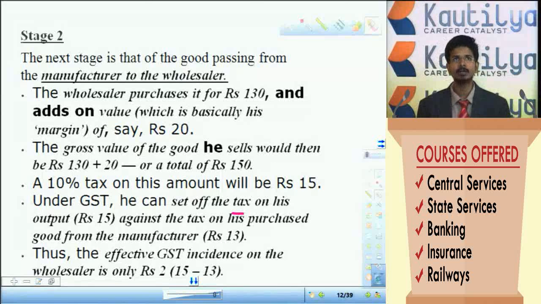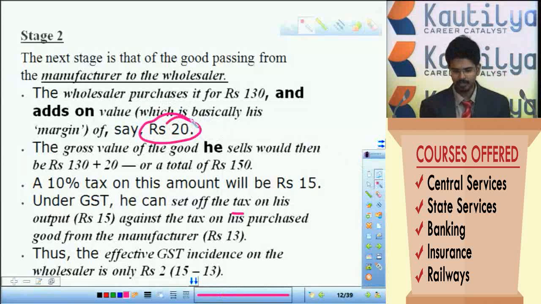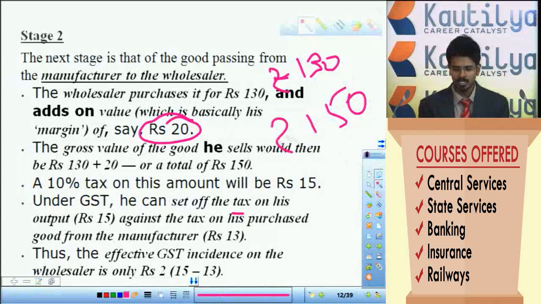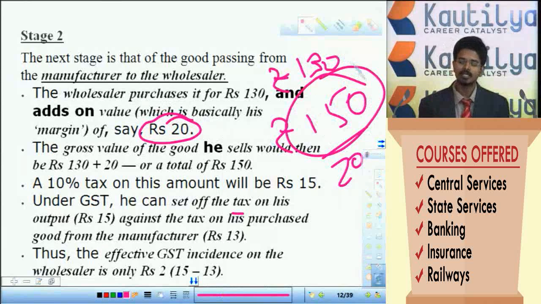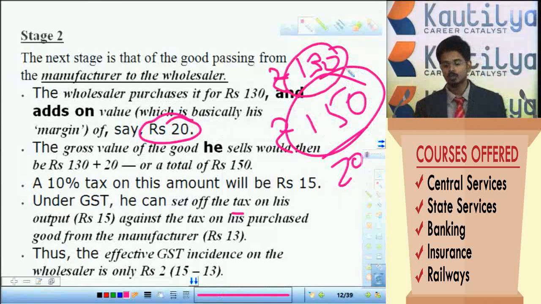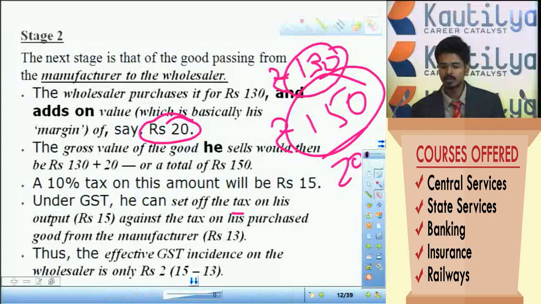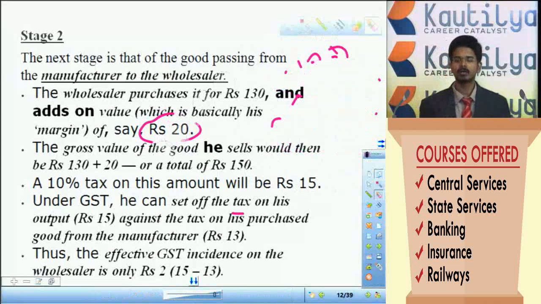GST incidence on the wholesaler is only ₹2, because he is making a profit of only 20 rupees. Holistically, he has made a profit of only 20 rupees. ₹130 is what he purchased it for, and he is selling it for ₹150. So tax is levied only on this 20 rupees instead of this ₹150, because within this ₹150, this ₹130, he has paid 13 rupees already. So that is how GST is going to help the wholesaler also.